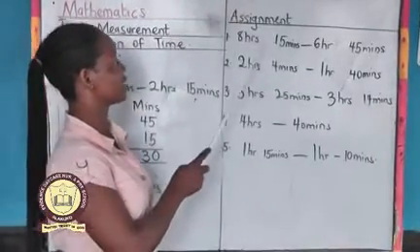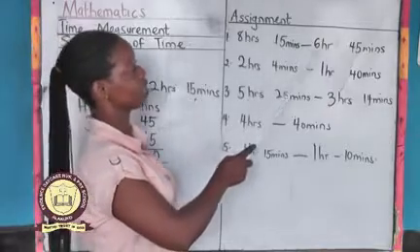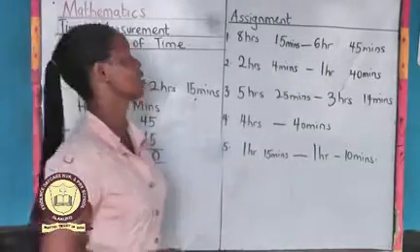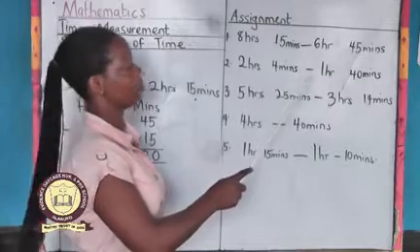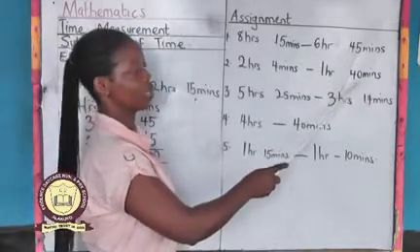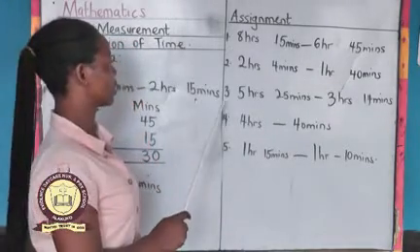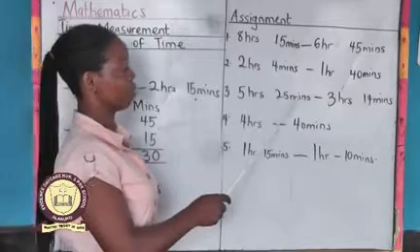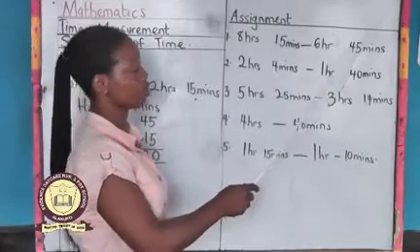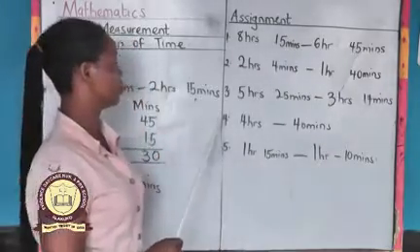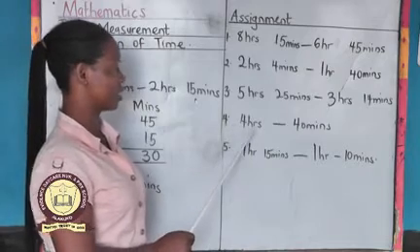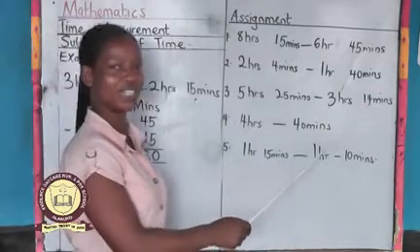Number 1, 8 hours 15 minutes minus 6 hours 45 minutes. Number 2, 2 hours 4 minutes minus 1 hour 40 minutes. Number 3, 5 hours 25 minutes minus 3 hours 14 minutes. Number 4, 4 hours minus 40 minutes.